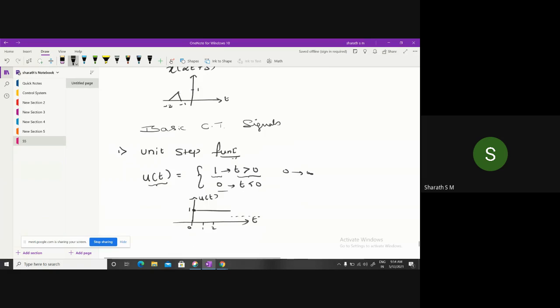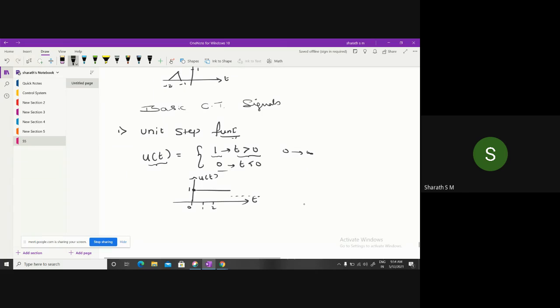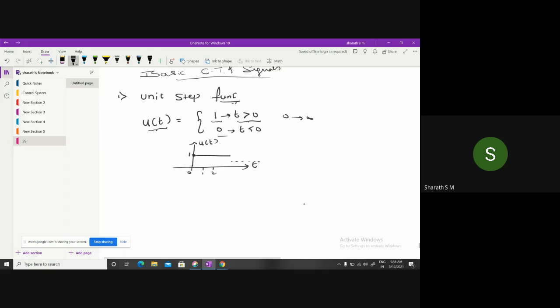In the same way, write down for discrete also. So in the heading, write down basic continuous time signal as well as discrete time signal. For discrete, it is denoted by u of n, that is equal to 1 for n greater than 0 and 0 for n less than 0.